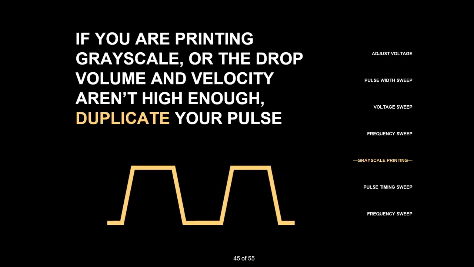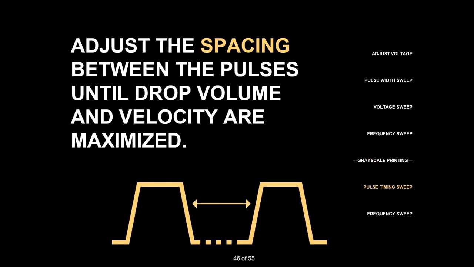If you are happy with the drops or want faster drops, you might need to add a second pulse to create some more momentum. That's what we're going to talk about here, which is commonly known as grayscale printing. The spacing between the pulses, this distance, is also very important. As I've mentioned, the drops are moving back and forth within the nozzle plate, so you want to make sure that you're adding momentum at the right time.